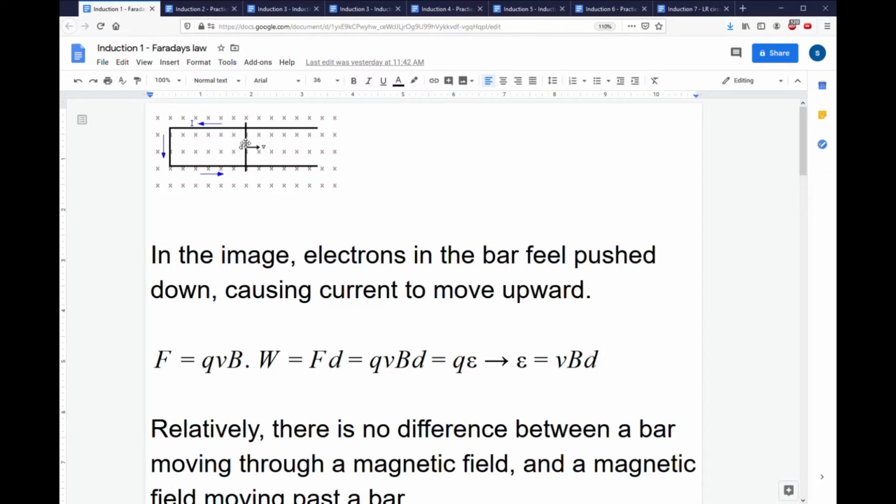So, this bar is moving past these magnetic field lines, but if these magnetic field lines were going to the left, you should get the same thing. Except now there is a difference, because if they're moving to the left past this bar, they might also be moving to the left past this bar. So both of these bars would experience an electromotive force upward, which means no current.